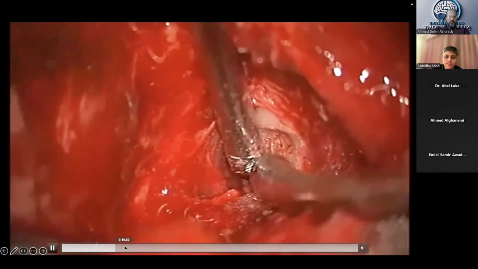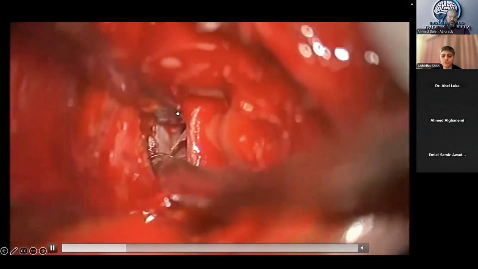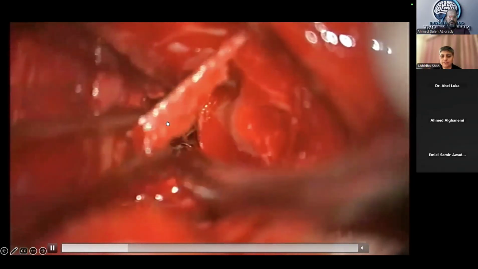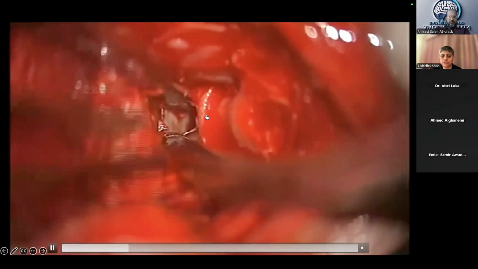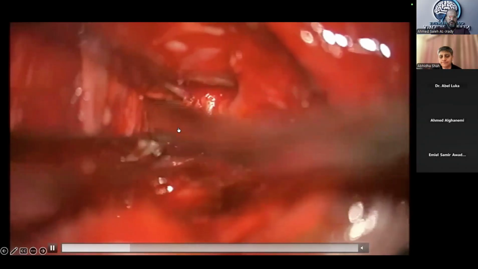So going further, now here you see that this is the C1, C2 joint. Now you can see my osteotome in the C1, C2 joint. This is the facet of C1, the inferior facet of C1. This is the superior facet of C2. And now I'm inserting bone chips into the joint.